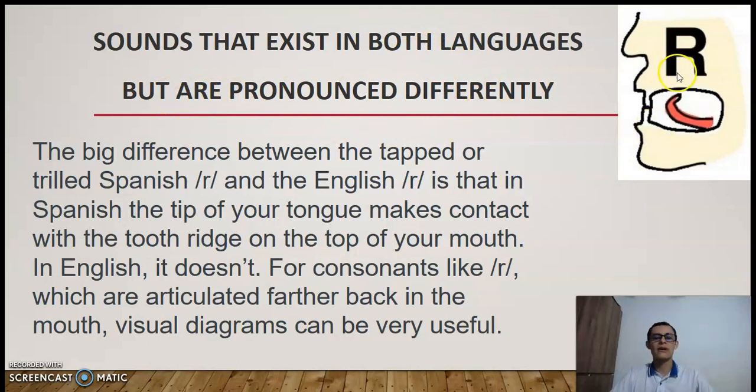In this case, we have the letter R. Okay, what happens in Spanish? The big difference between the tapped or trilled Spanish R and the English R is that in Spanish the tip of your tongue makes contact with the tooth ridge on the top of your mouth, like this. Okay, but in English it doesn't. For consonants like R, which are articulated further back in the mouth, visual diagrams can be very useful.